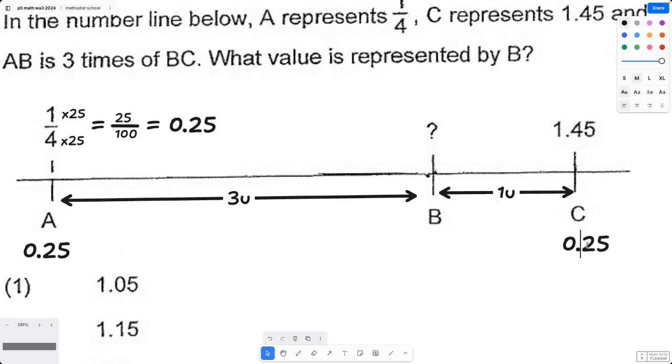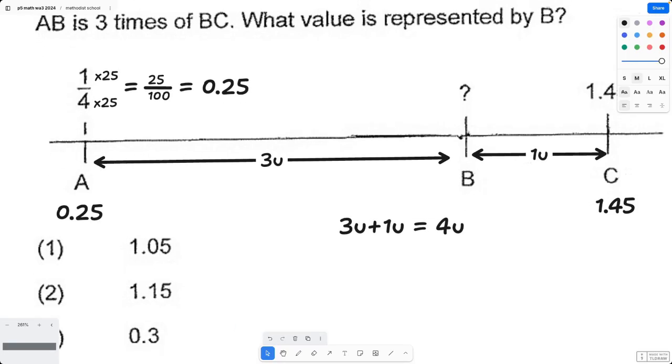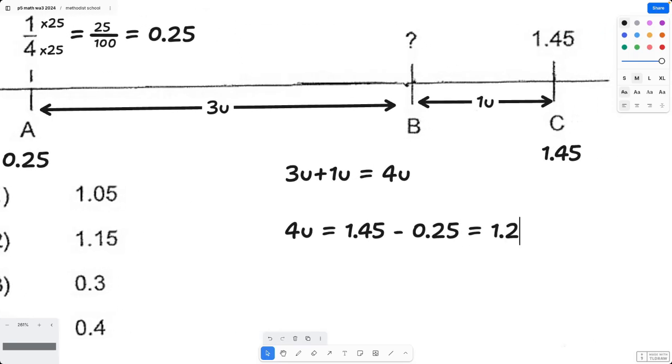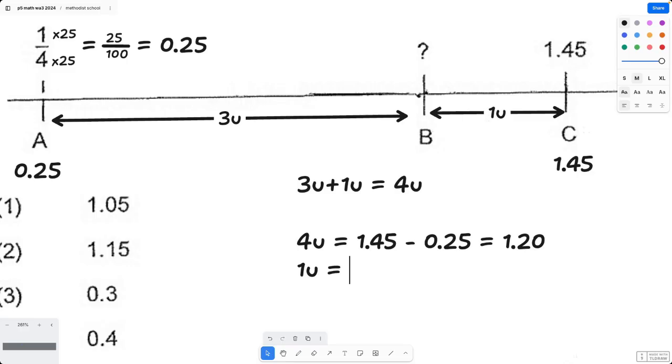And we know in between them is 5 units. So what we're going to do is we say 3 units plus 1 unit. So this is like in a way gaps, 4 units. In this case, 4 units is equal to 1.45 minus 0.25, and this will give us, pretty straightforward, 1.20. So this is 4 units.